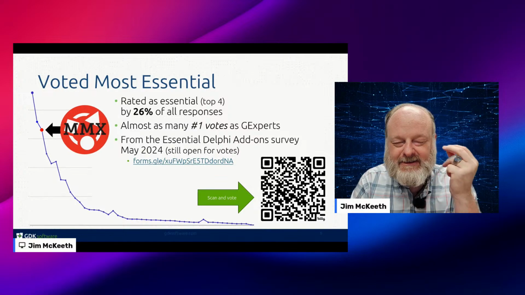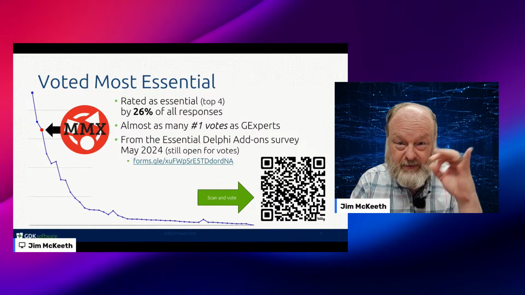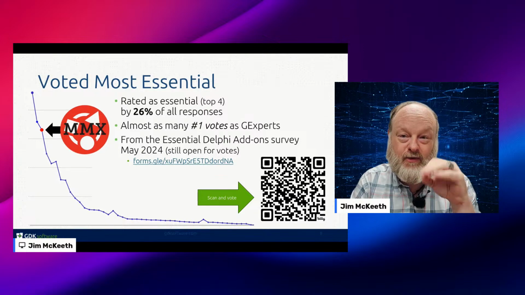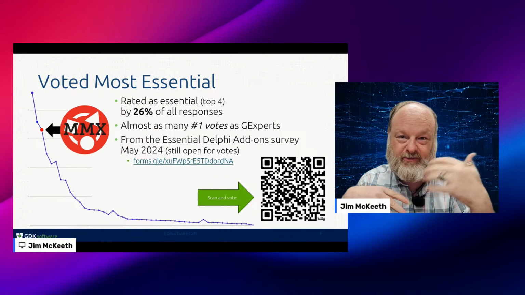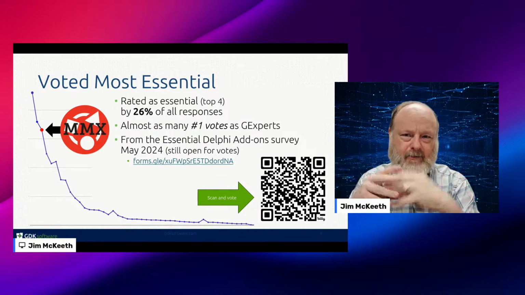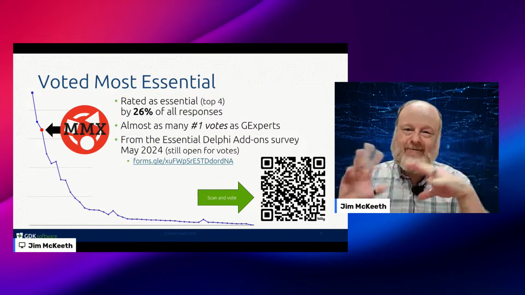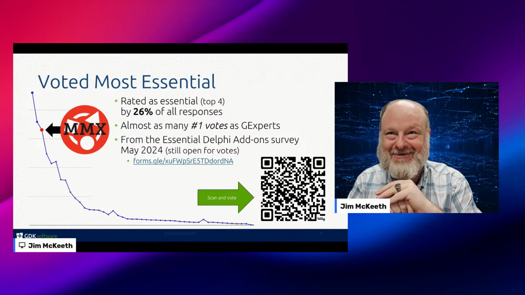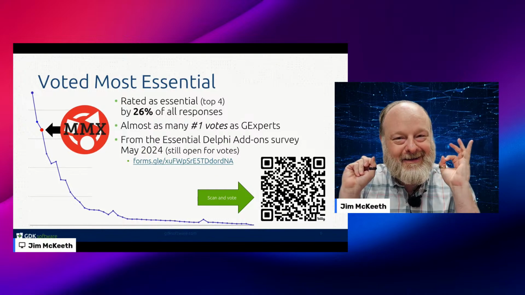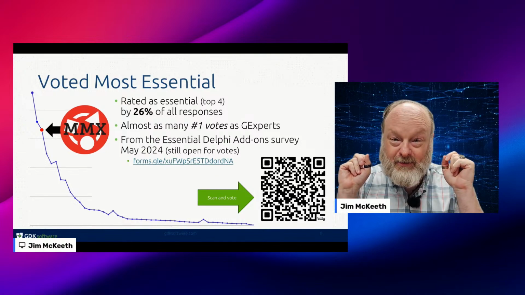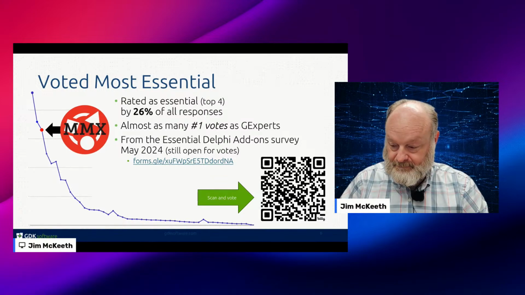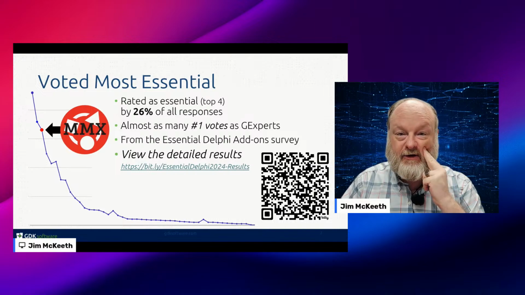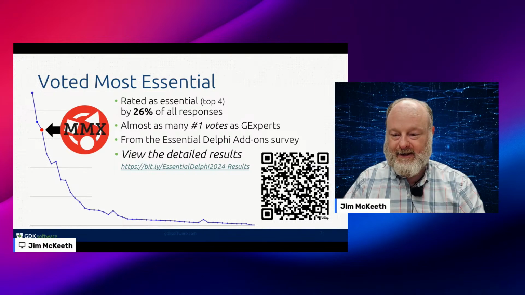Whereas with MMX Code Explorer and GExperts, most of the people that voted for them put them in slot number 1. Almost as many people voted number 1 on this one as GExperts, but a lot more people put GExperts in the lower ranks as well. I tried different ways of calculating it to give a good ranking. It's hard, but the important thing is that for MMX Code Explorer, a lot of people are just like, this is absolutely required. Here's the link for the detailed results. You can go out and check it out. I do update that from time to time, like I said.